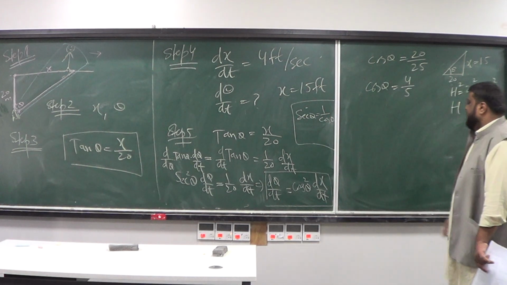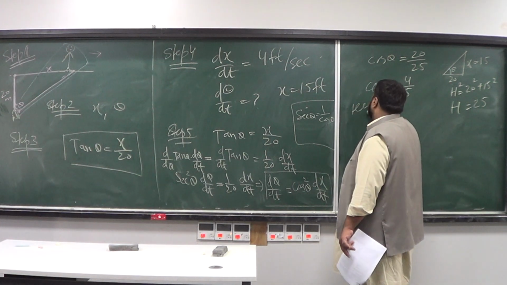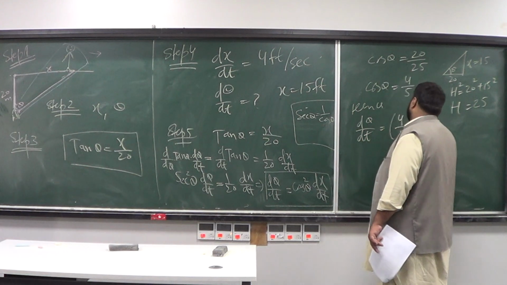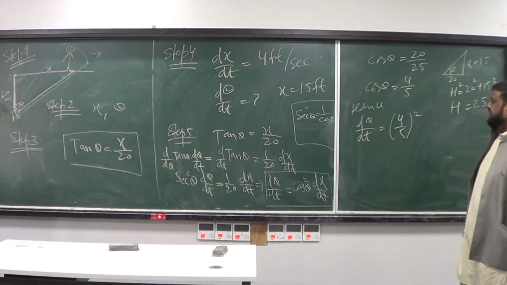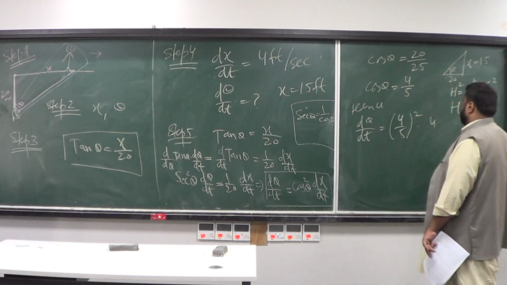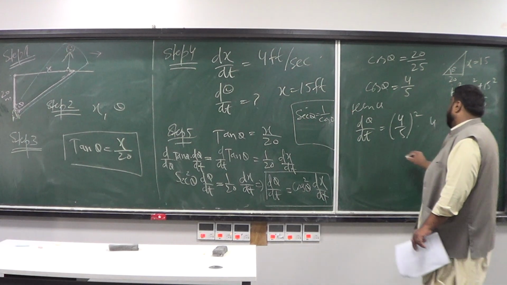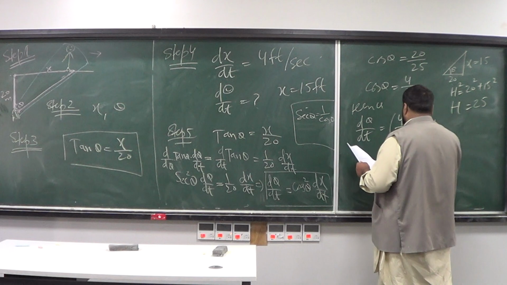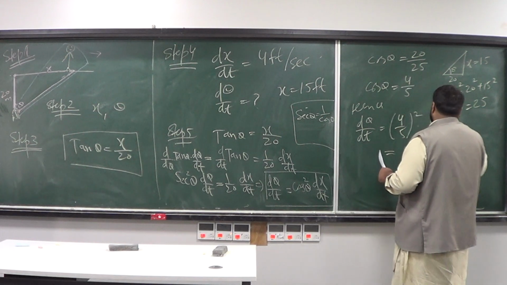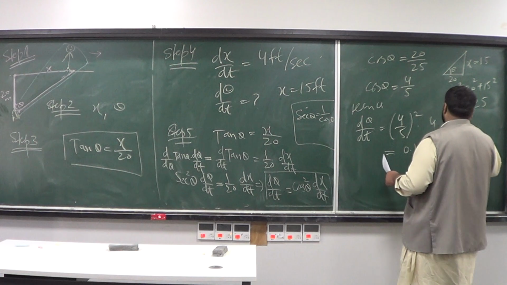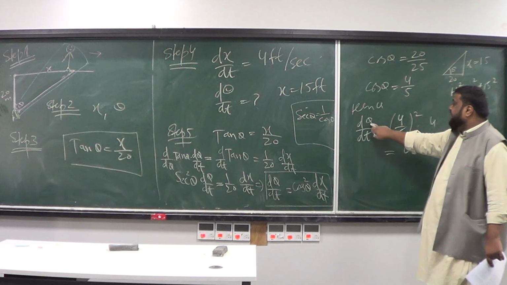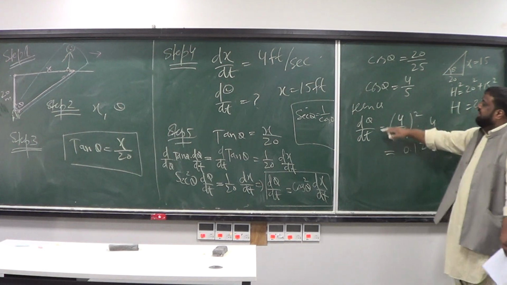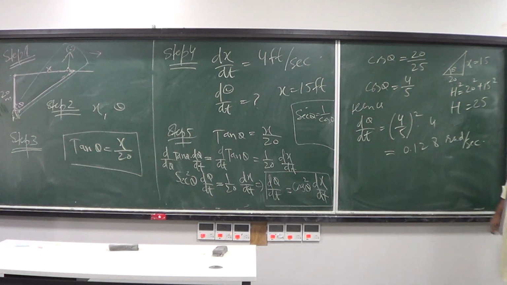And once you know cos θ, just substitute the value here. Hence, my dθ/dt is going to be (4/5)² times dx/dt, which is 4. If you simplify this, you're going to get 0.128 radians per second. So the unit of θ is radians, and the unit of time is seconds, so the unit for dθ/dt should be radians per second.